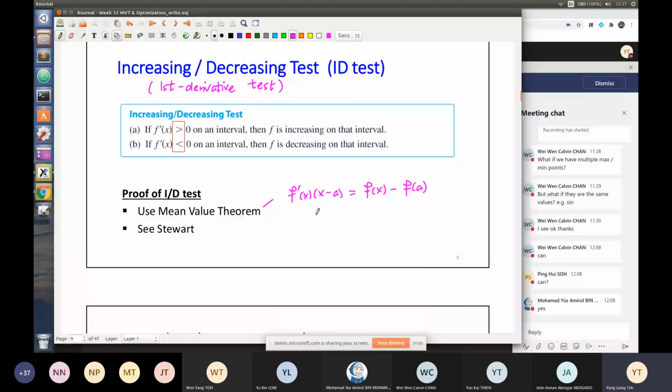If this is positive and x is always on the right side of a, for some x that is more than some left limit a, then this point must also be positive. Then this guy must be positive already. So if this is positive, then there can only be one result. f(x) must be more than or equal to f(a). In fact, it's strictly more than f(a). So, mean value theorem in action.